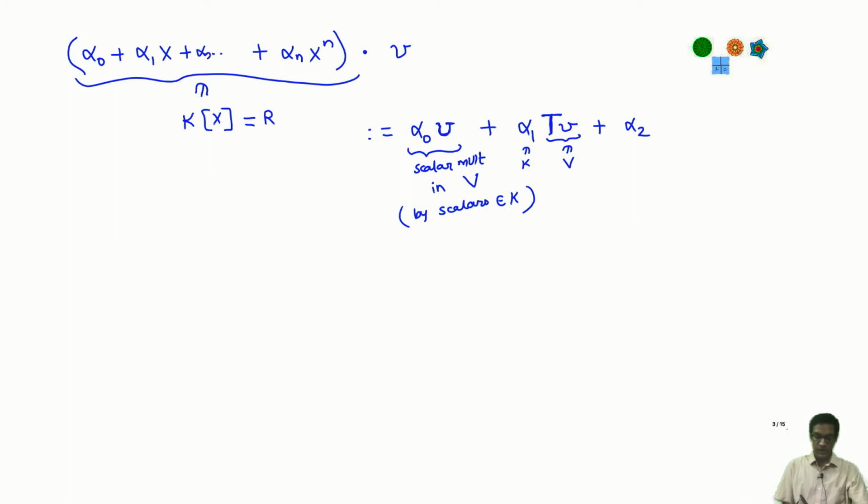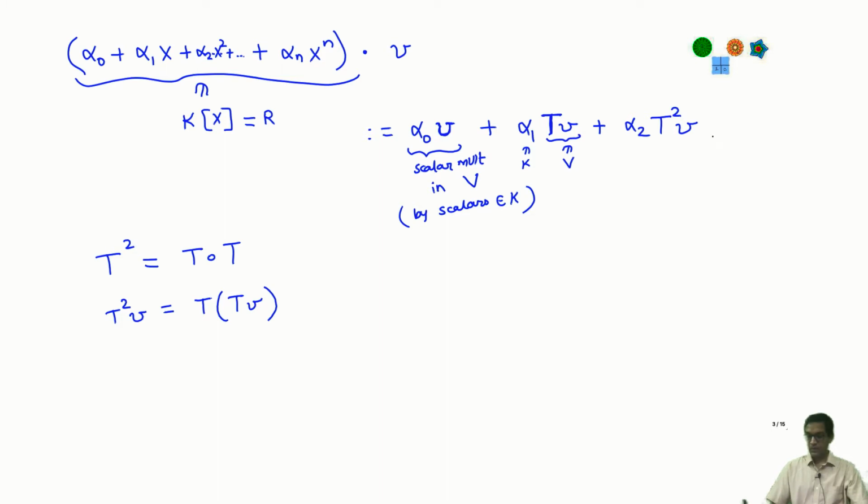This is now going to look like alpha 2 x square. So I will define it as follows. This is just T square acting on v. Okay, now what is T square? So recall, T square is just shorthand notation for T composed with T. In other words, T square v is just the vector T acting on Tv. Okay, plus dot dot dot alpha n. This is now T power n acting on v. Again, T power n just means the repeated composition of T n times.